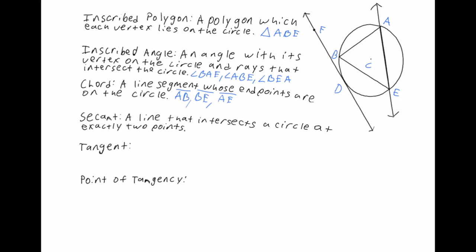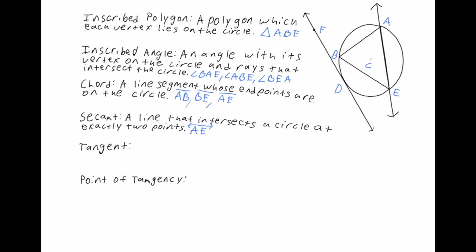A secant is a line that intersects a circle at exactly 2 points. So if you see this line here, it intersects the circle at A and at E. So that's a secant. And it's named just like any other line, line AE.